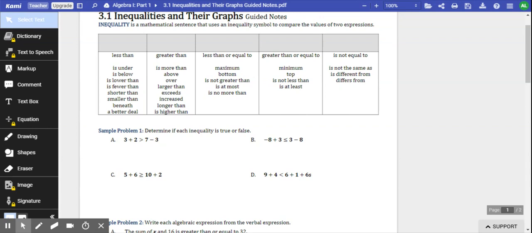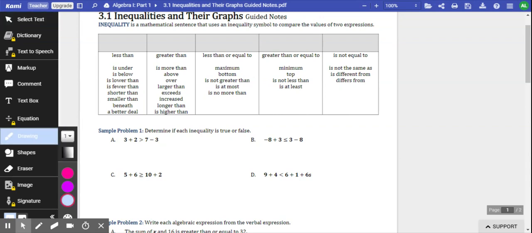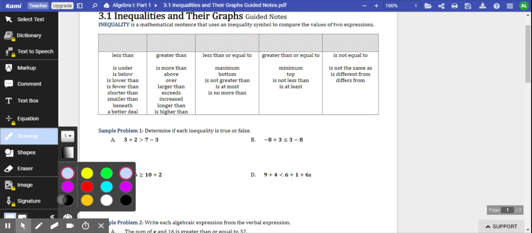So an inequality is a mathematical sentence that uses an inequality symbol to compare the values of two expressions. So we have less than, greater than, less than or equal to, greater than or equal to, and not equal to. Let's talk about what those mean. Less than is your little alligator looking thing where everything is smaller than it. And then greater than is the little alligator thing just facing the other way.